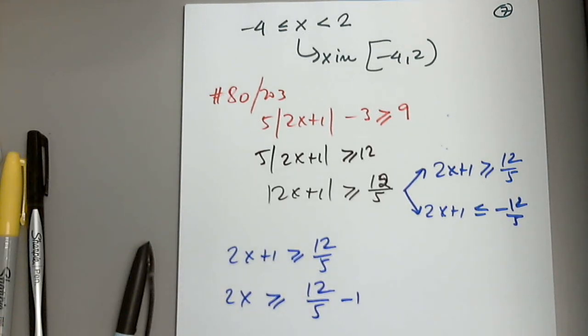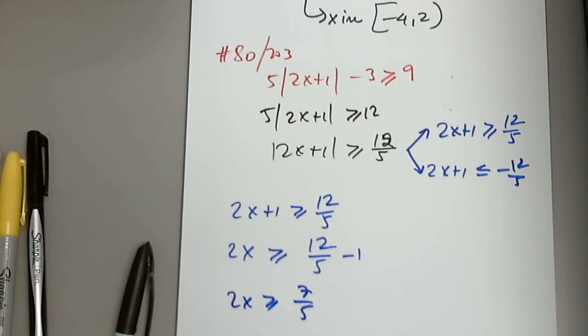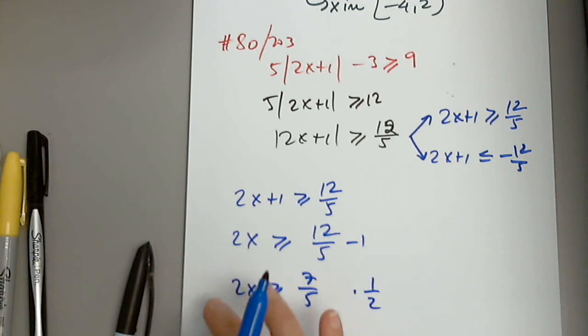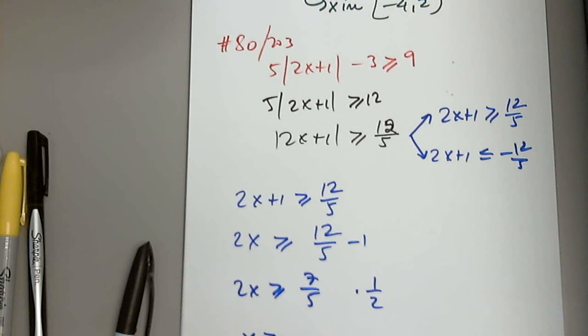But now I have to change that 1 into 5/5, right? Or you find the least common denominator and you multiply the top by 5. So 12/5 minus 5/5 is 7/5. And now final step, I need to get rid of 2. That's why we multiply by 1/2. So multiply both sides by 1/2. 2/1 times 1/2 is 1. That's what I want. And the right-hand side is greater than or equal to 7/10. So we just finished the first one.